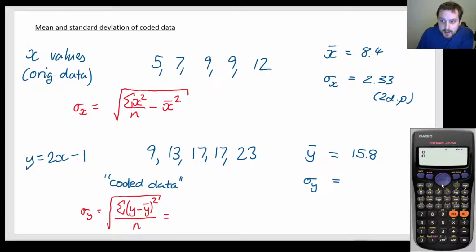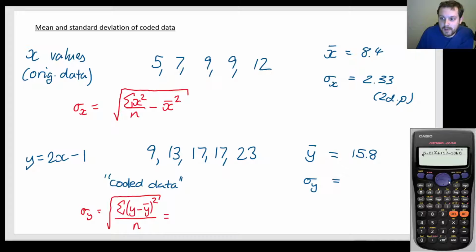So on my calculator, I'm obviously going to be dividing by 5 right at the end, and I'm going to have 9, well, we need it in brackets, I suppose. 9 take away 15.8 squared. Okay, close the brackets first and then square it. So this is 9, this take away the mean and then square it. Add 13 minus 15.8 squared. Add 17 minus 13.8. I'm writing the right thing in, no, 15.8.